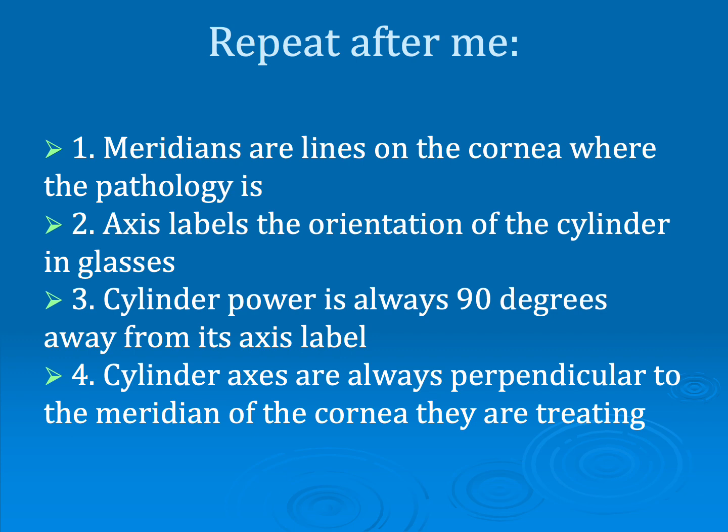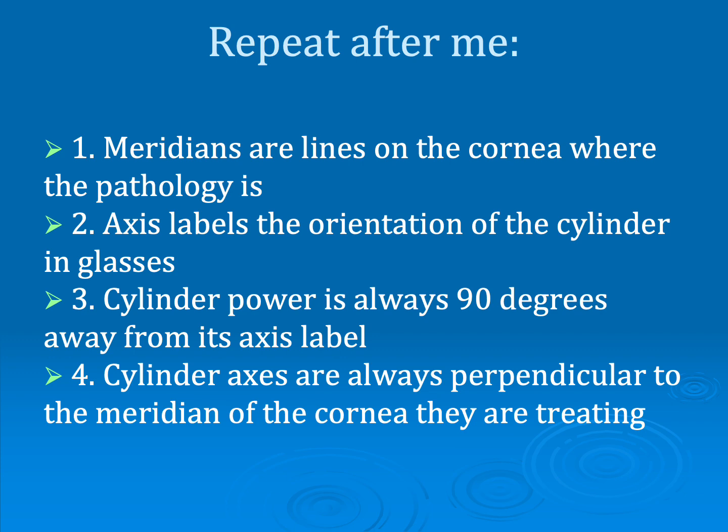Axis, or plural axes, are the labels of how we orient that cylinder in the glasses, and it's just a communication system to the optician. Once again, cylinder power is 90 degrees away from its label. And the cylinder axes are always perpendicular to the meridian of the cornea that they are treating. Let's think about that for just a second.